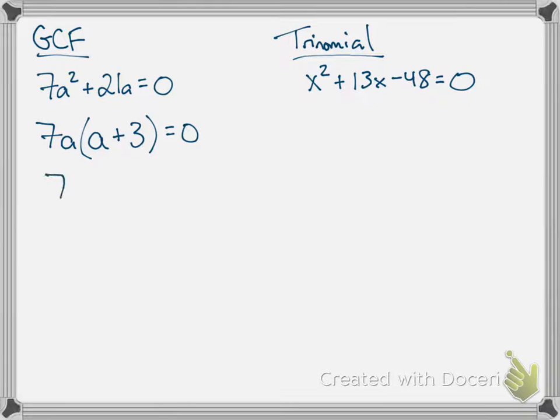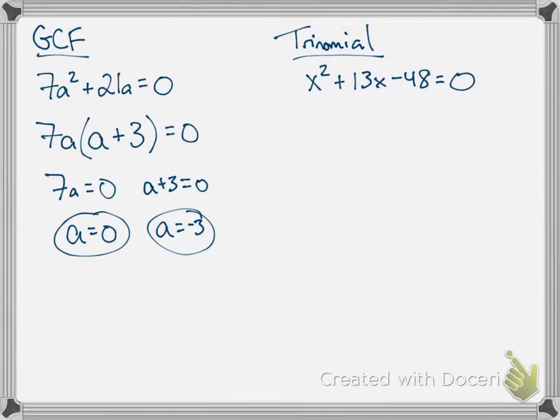Now we take each factor and set it equal to 0. All you've got to do is solve. So 7a equals 0. Divide by 7. The first a would be 0. The other one, we'd subtract the 3. A would be negative 3. So again, that's your quick review, how to factor and solve by GCF.